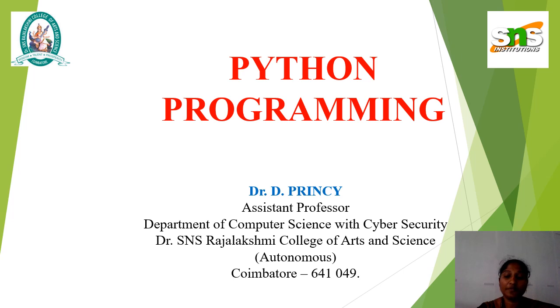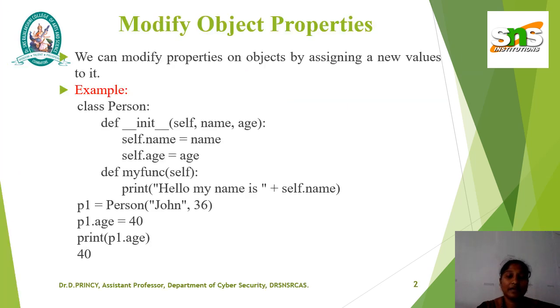In this video, I'm going to explain inheritance and polymorphism in Python. First, we have to see how to modify object properties. In the last video, I explained how to create a class object and how to access the members of the class using the object belonging to that class. Here, I'm explaining how to modify the properties of an object by assigning new values. It is very simple: by assigning a new value to the object property, the previous value is modified.